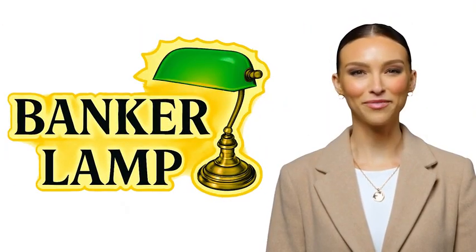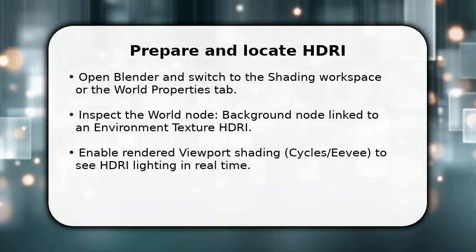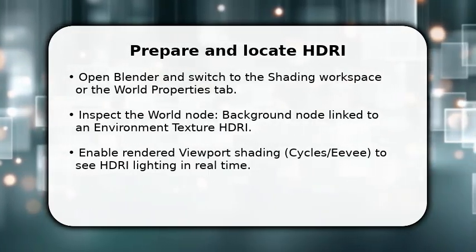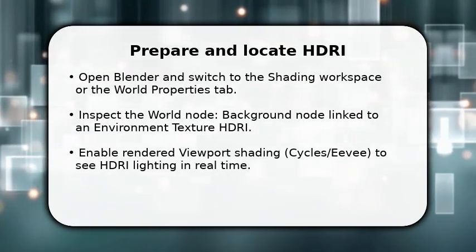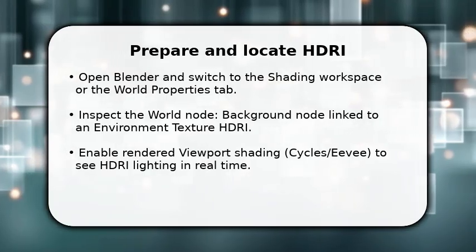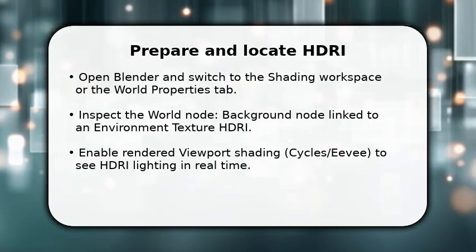Please enjoy the video. You start by confirming the environment texture is active. In Blender, go to the World Properties or Shading workspace and locate the background node with an environment texture plugged into color. Make sure you're in a rendered viewport using Cycles or Eevee so you can see changes immediately.